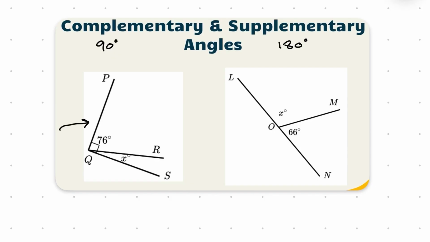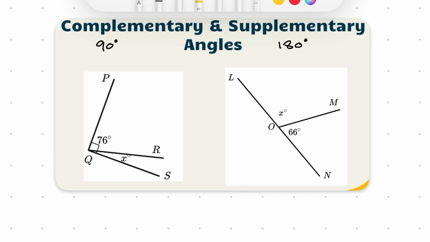Well, to me, this one looks complementary because I see that it has a symbol that appears to look like a square, which indicates that it measures 90 degrees. And the way that I know that this diagram is supplementary is because LN is a line. So therefore, you can assume that it measures 180 degrees.